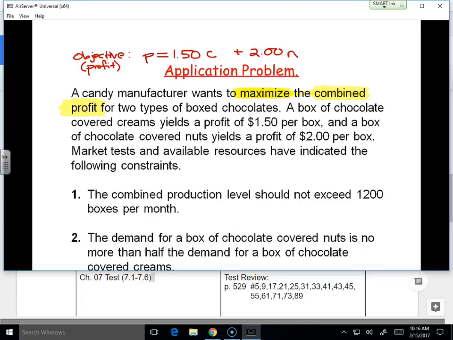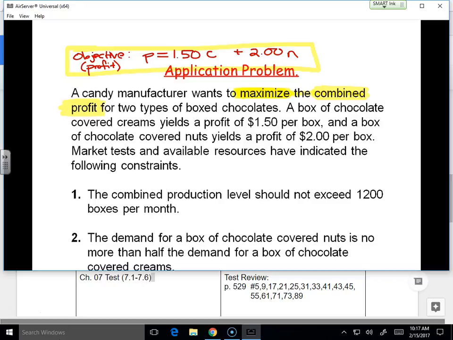So wait, we have our objective, right? Now what do we do with it? We sit on it. We wait. Don't we wait to plug into it at the very end? Okay. You didn't have to write the paragraph, but you did have to identify the objective. Did you write it down? Yes. Good. Now what do we need to do?